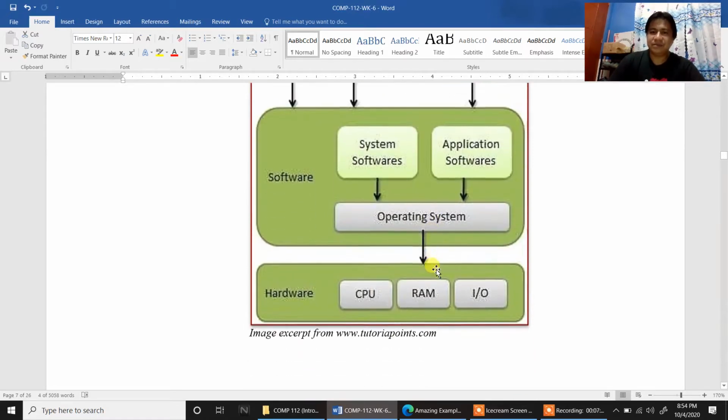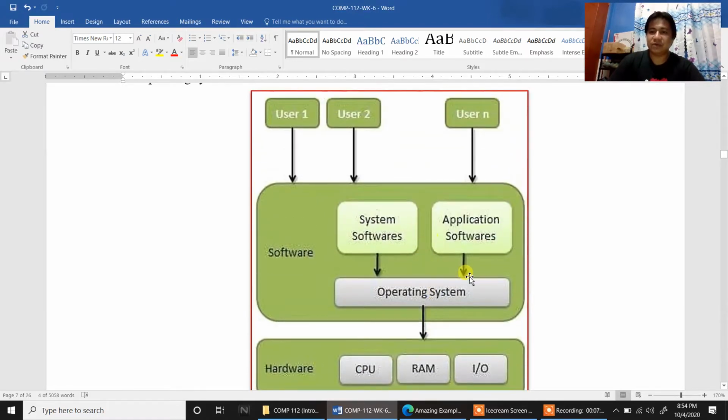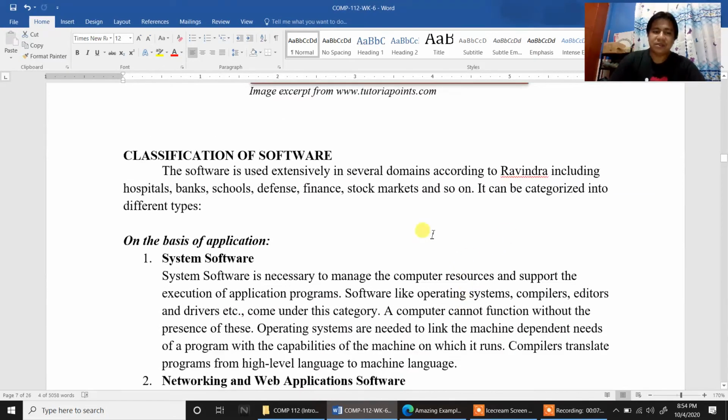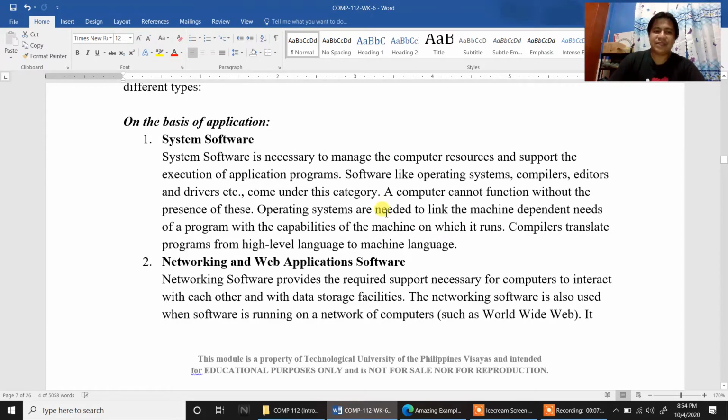Okay, so anyway, it's very straightforward. So let's proceed to the classification of software. So we have these different kinds of application software. Now the first one is the system software. So one of them is the operating system. Very common to you. So just read some definitions of system software. One example of the system software is the operating system.